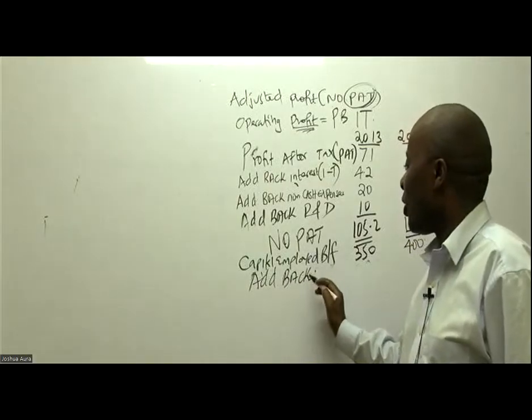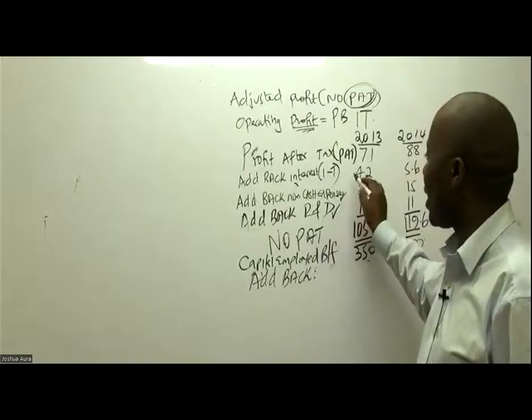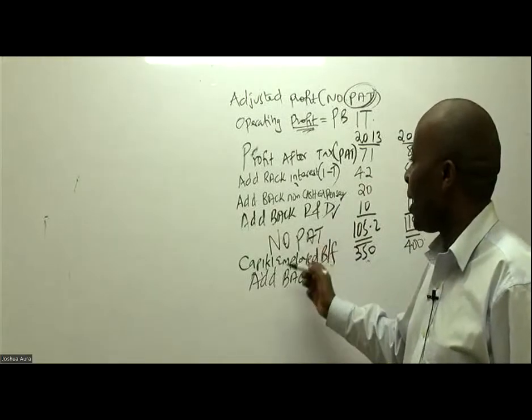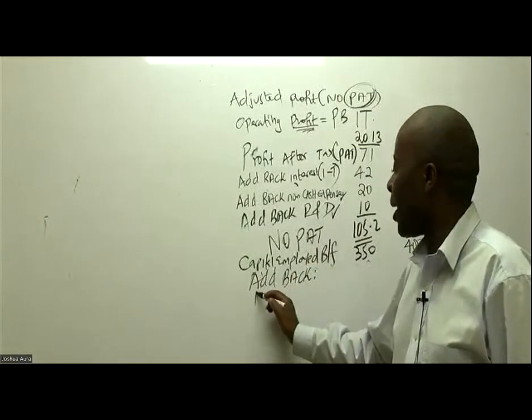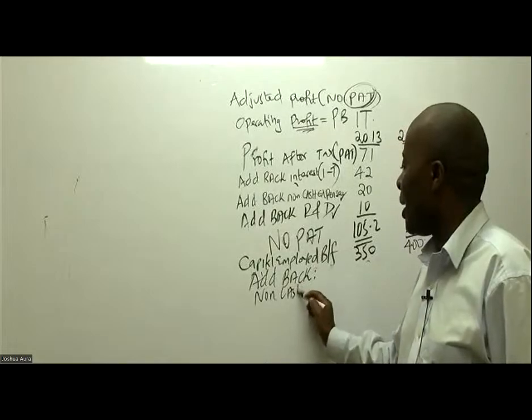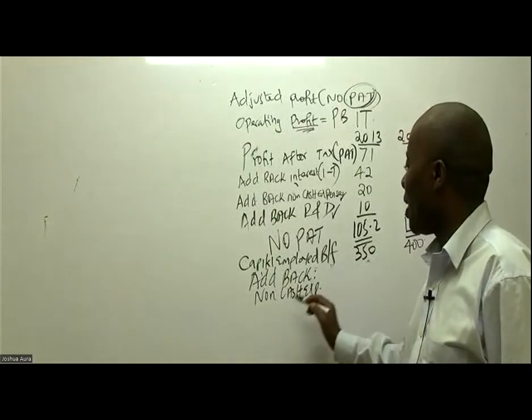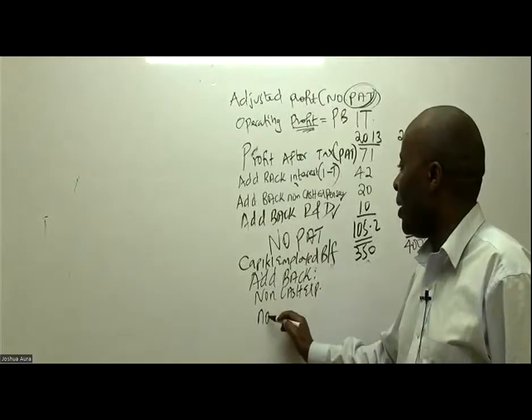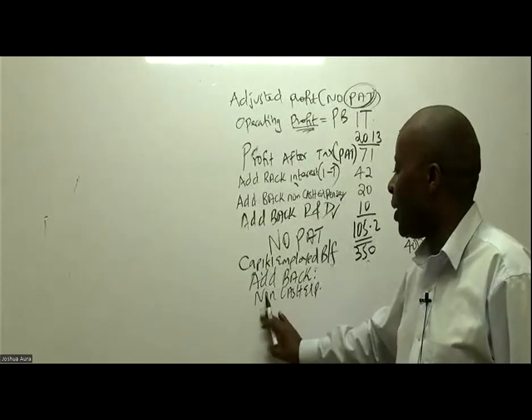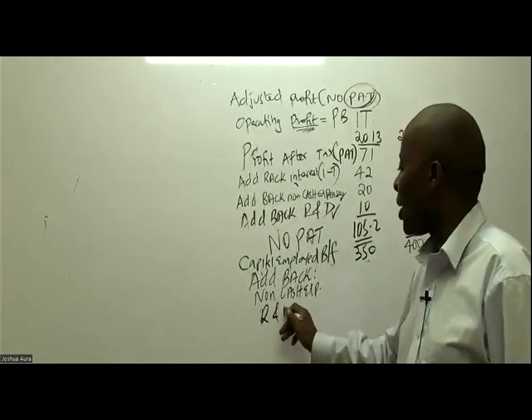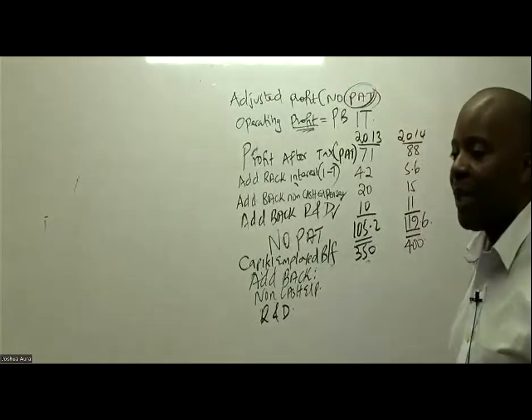Very good. So of course I have this, and I'll come and even start with them. I'll come and say add back non-cash expenses. Non-cash expenses, I'll come and say add back. In this case here, the research and what here? Development, research and development. Let's start with this.